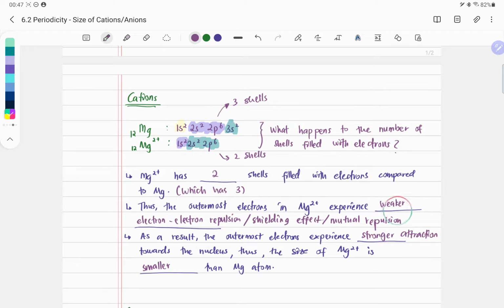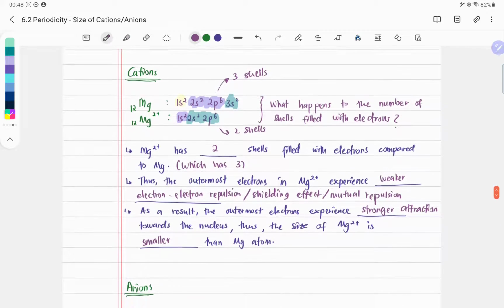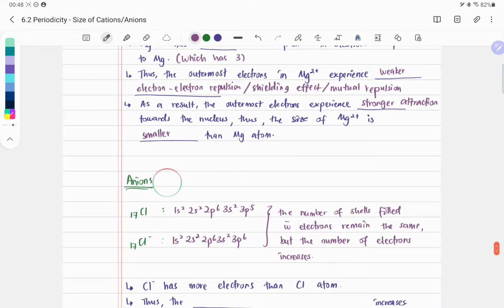So this explanation is similar to going down the group punya explanation, cumanya perbezaan dia adalah kalau going down the group, number of shells increase, manakala kalau kita buat cation, number of shells decrease. Jadi kita akan terbalikkan explanation dia. So this is the explanation for cations. So now let's focus on the anions pula.